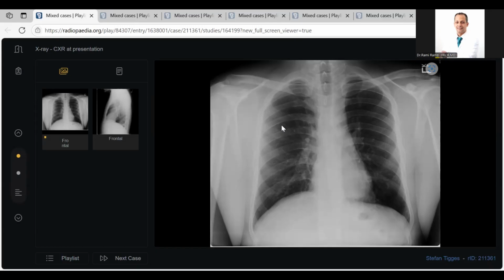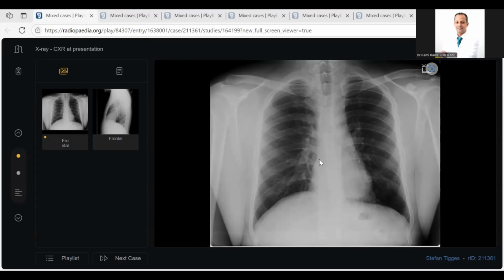May I please ask for control? Yes, please. The mediastinum appears within normal limits. I see a bit of haziness and increased bronchovascular markings along the right hilum. Don't worry about it, doctor, this is projectional. The patient is not well centralized. So you feel some haziness here and hyperlucency here, but both of them are projectional.